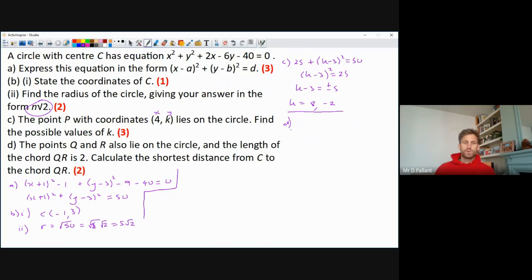Part D. So the points Q and R also lie on the circle. And the length from, okay, this is a bit confusing. I'm going to draw a picture. Always draw a diagram if things get a little bit confusing. So here's the centre of the circle. That is the point minus 1, 3. So Q and R lie on the circle, and the length of the chord is this one. Let's just pop Q and R on the circle. Let's put Q there. It could be anywhere, doesn't matter. R there. Okay, so that is a length of 2.